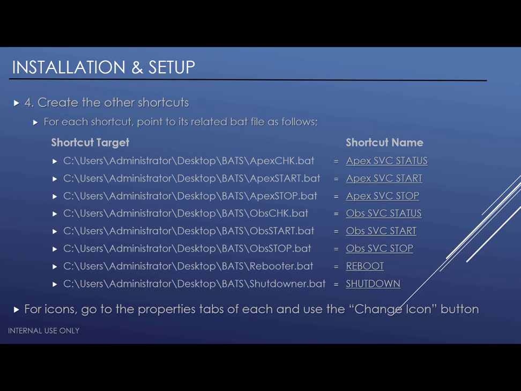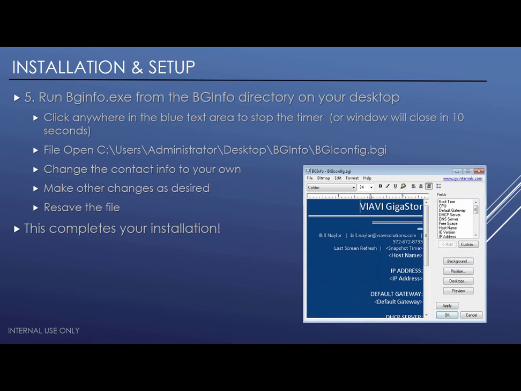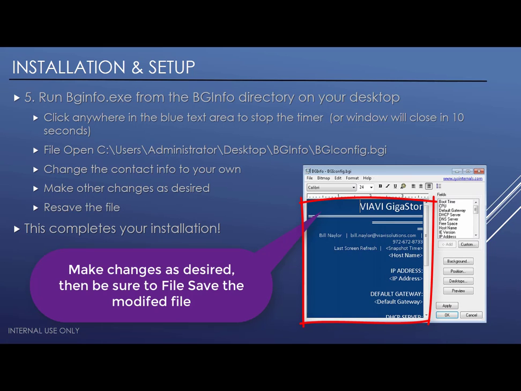Step 4 lists what the other shortcuts are that are needed. And these are optional. If you're not going to use Apex, you don't have to put those on. But it's easier doing it this way than lots of clicking through the Microsoft management of services interface. The very last step is to run BG Info one time, and that gives you access to it. Just be sure and click in that dark blue area, and that will stop the 10-second timeout of that, and then you can modify it, put your own information in. So this completes the installation, and next step is to try it out live.